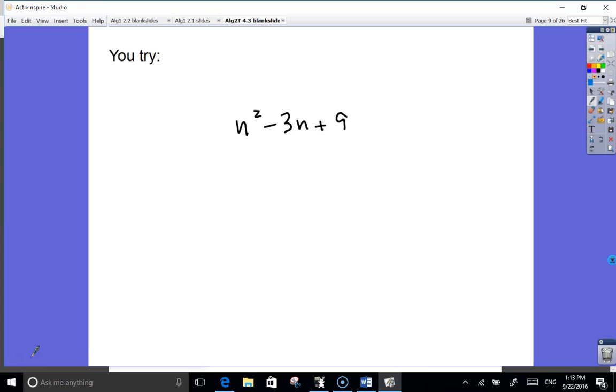What do you notice? Are there any factors of 9 that add up to negative 3? So it's not factorable. That can happen sometimes. You're going to get something that's not factorable.